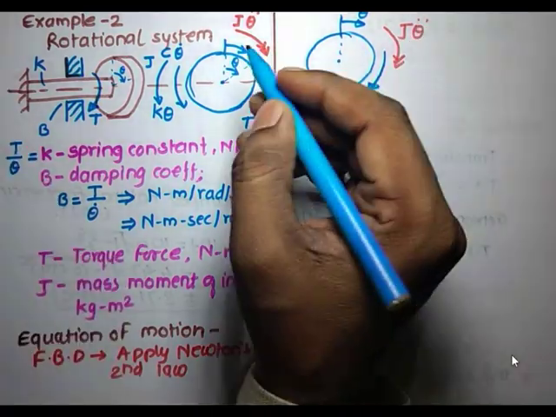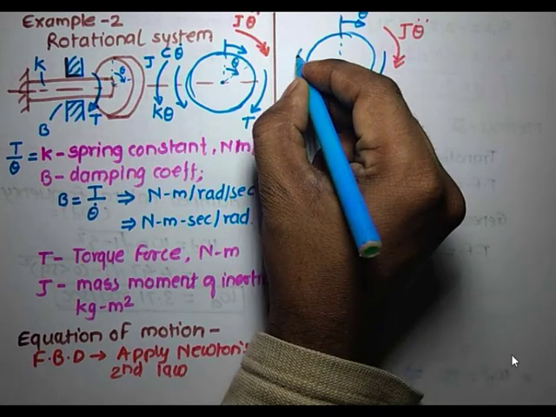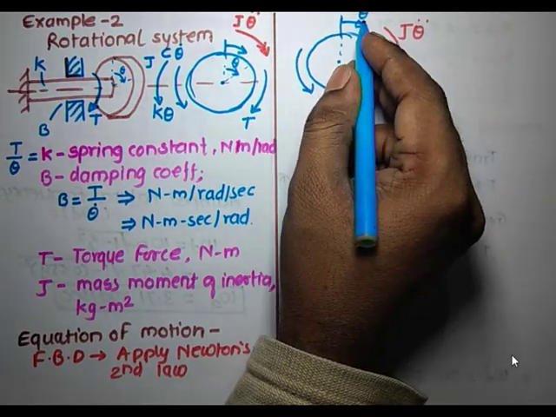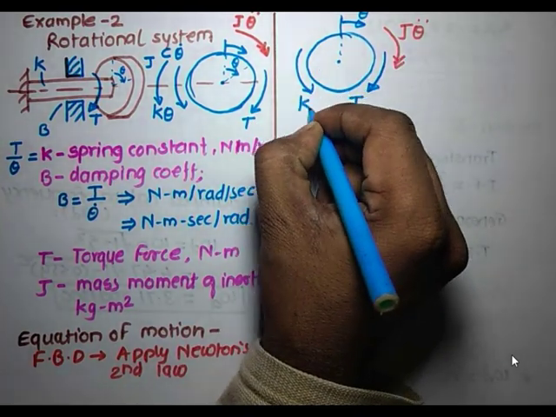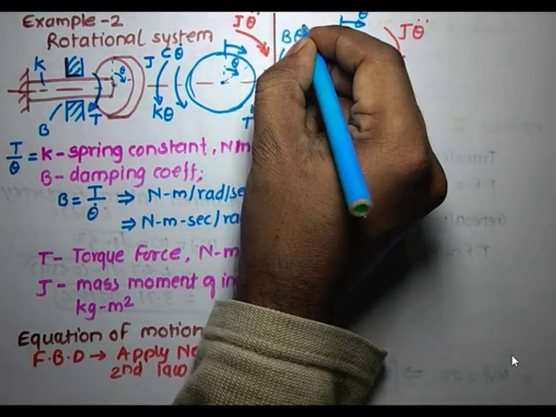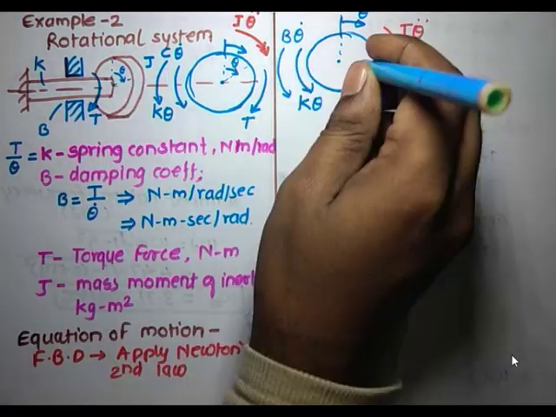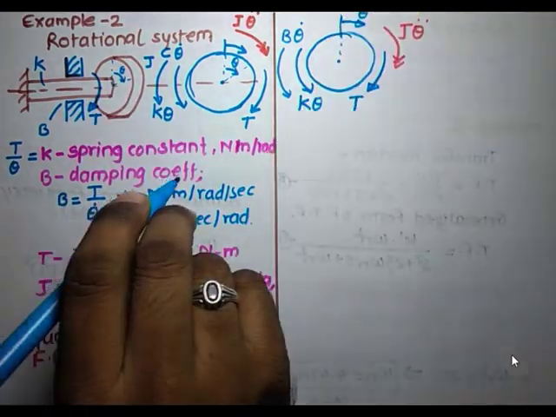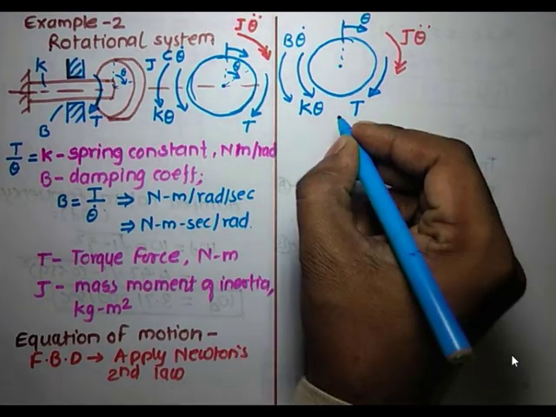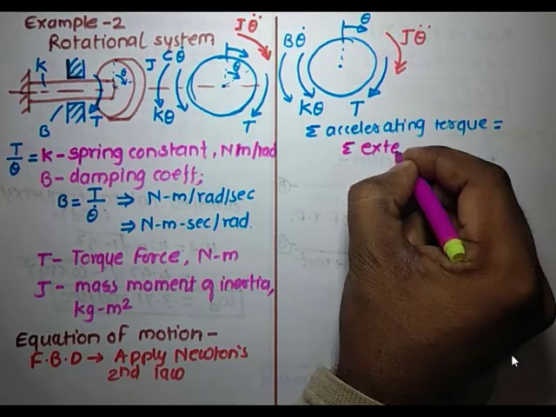Then the role of the spring and the damper is to resist the motion. So the spring force acts in the opposite direction of angular displacement, that is K into theta, and the damping force is B into theta dot. These are the forces acting on this circular disc about the axis of the shaft. Now let us apply Newton's second law: the summation of all accelerating torques must be equal to the summation of all external torques.